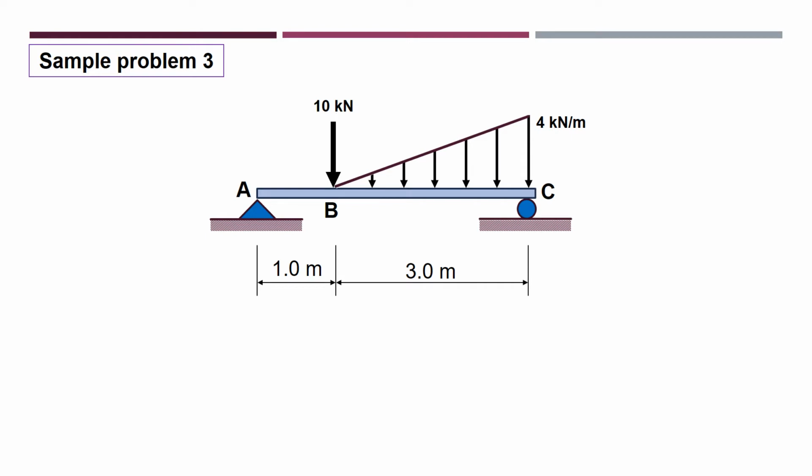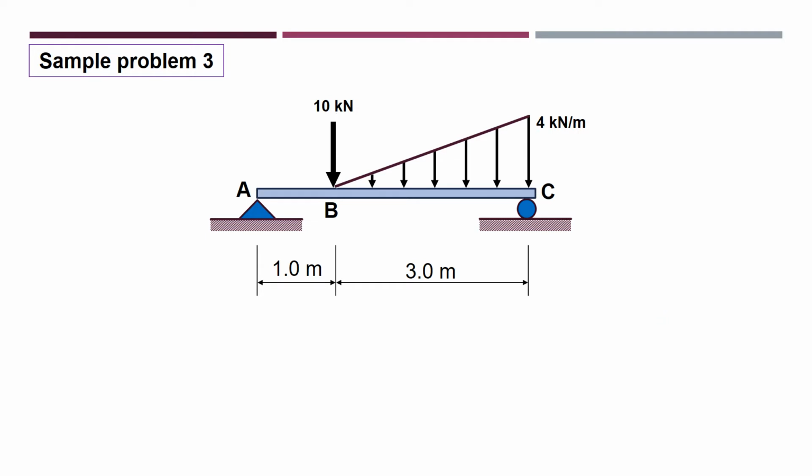So for this sample problem, we have ABC, or meaning the whole beam ABC, and simply supported. We have a concentrated load at B. At yung B, starting point yan, no? Uniformly varying load na from 0 to 4 kilonewtons per meter. And these are the measurements of the segments.